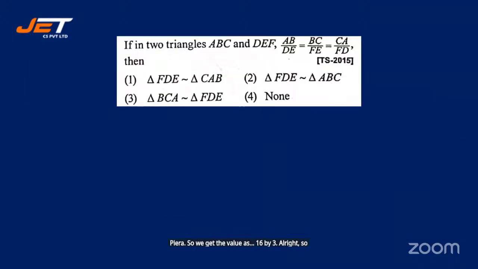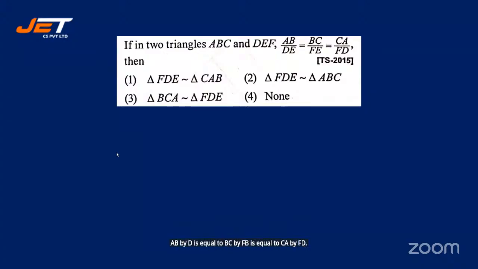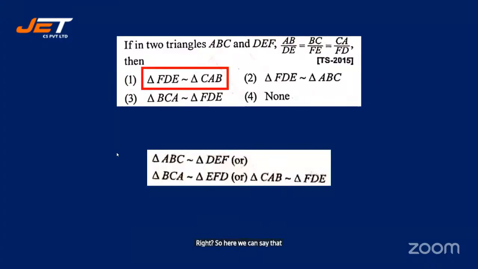All right. So one last question after this. If in two triangles ABC and DEF, AB by DE is equal to BC by EF is equal to CA by FD, then what is the condition that we can say? Triangle FDE is similar to triangle CAB, triangle FDE is similar to triangle ABC, triangle BCA is similar to triangle FDE, or is it none? So here we can say that triangle ABC is similar to triangle DEF, or BCA is similar to triangle EFD, or we can also say that CAB is similar to triangle FDE. That is why your option 1 is correct.